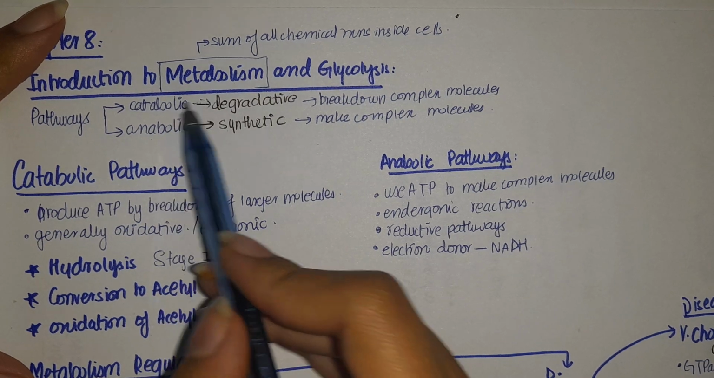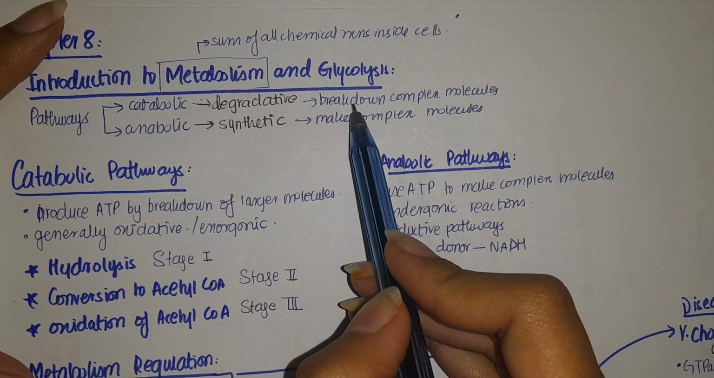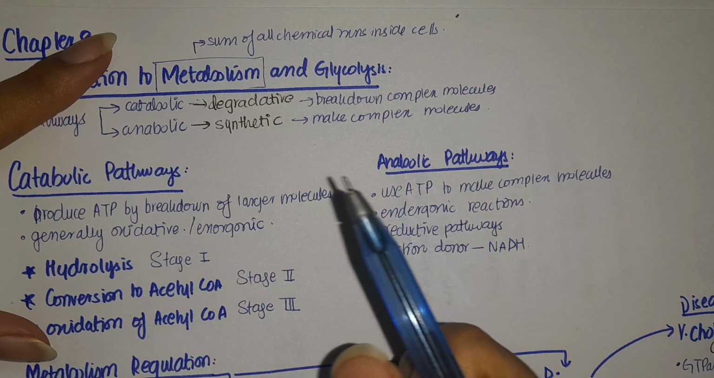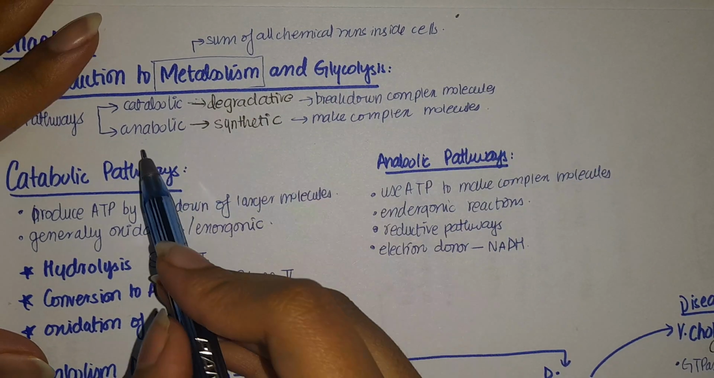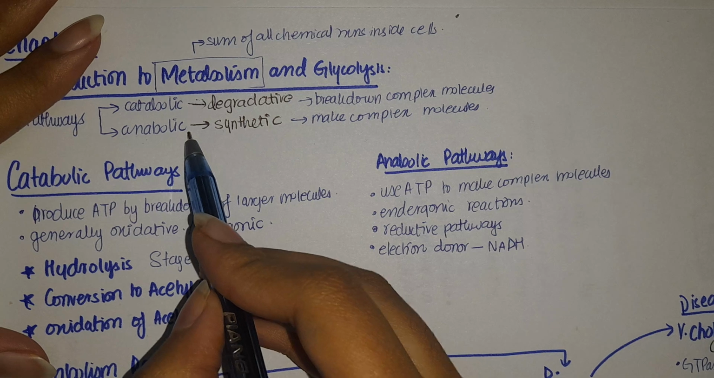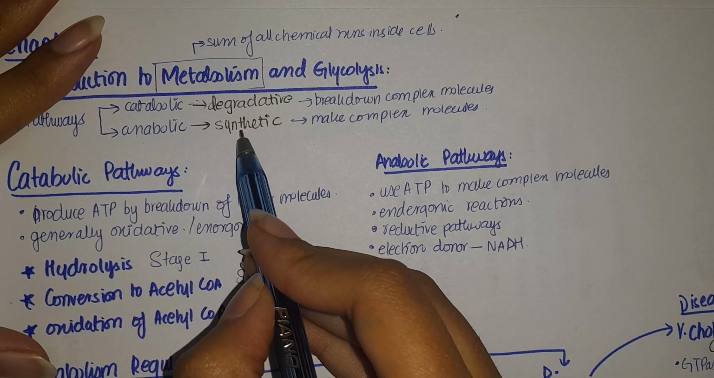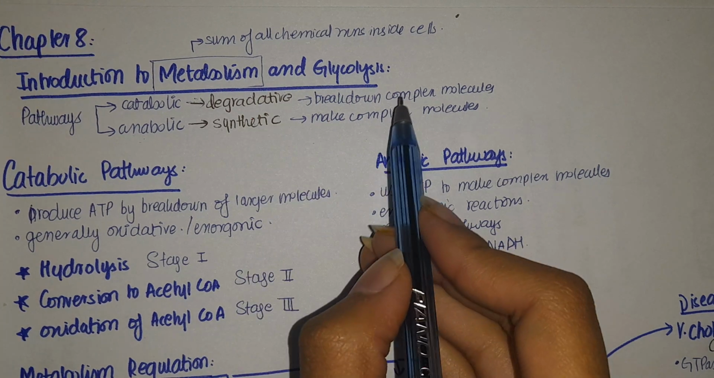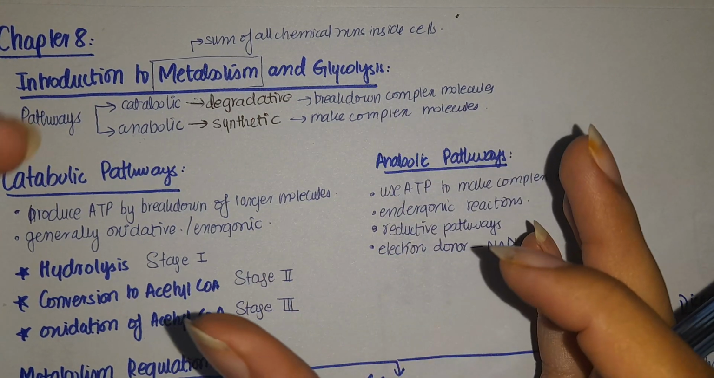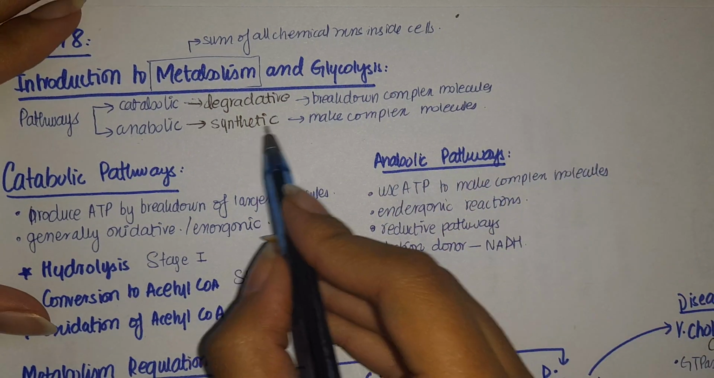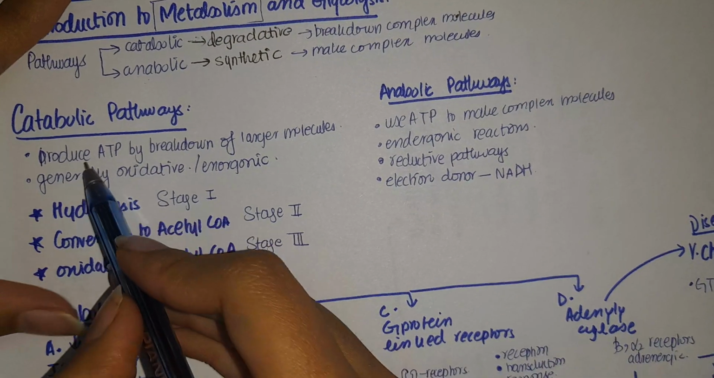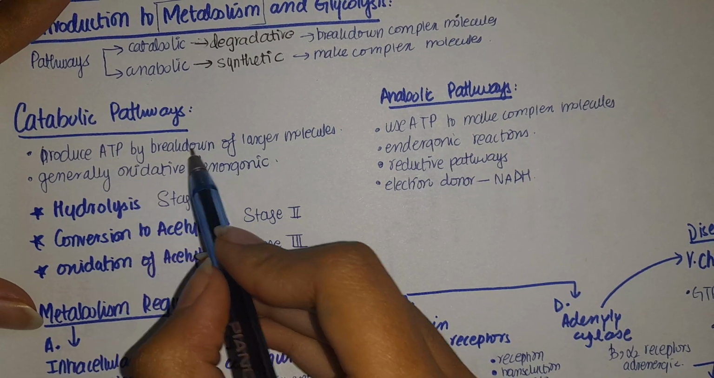The catabolic pathways are degradative pathways that break down complex molecules, whereas anabolic pathways are synthetic ones that make complex molecules. Like the breakdown of proteins, whereas the synthesis pathway is making of proteins from amino acids. So catabolic pathways produce ATP by breakdown of larger molecules.